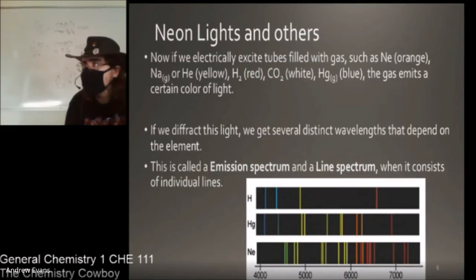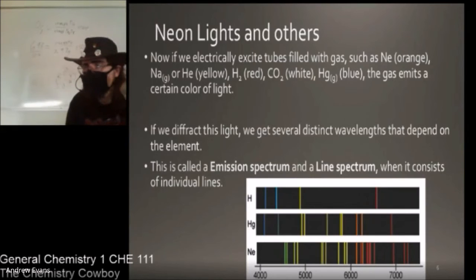And if you record where exactly these lines are, you can say, oh, is this a new element or is it a different element? They would burn this, excite this, collect the line spectrum and say, does this match any of our database of anything new? And like, oh, no, that iron, that's just a new form of iron ore. It's nothing that we haven't already seen.